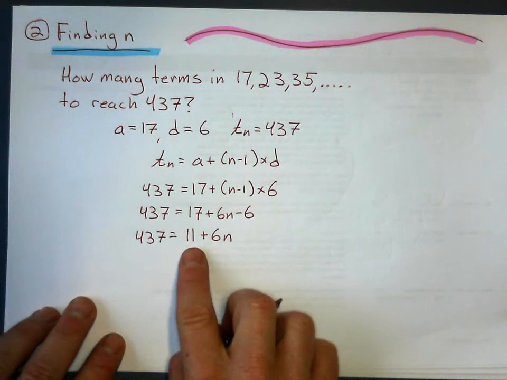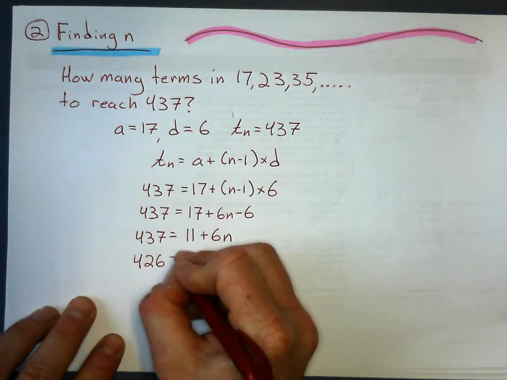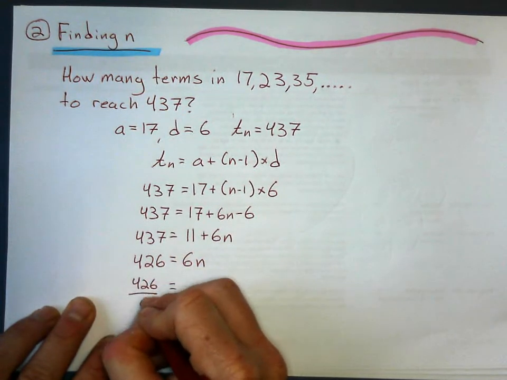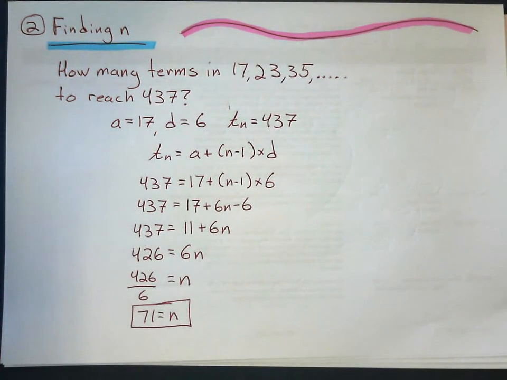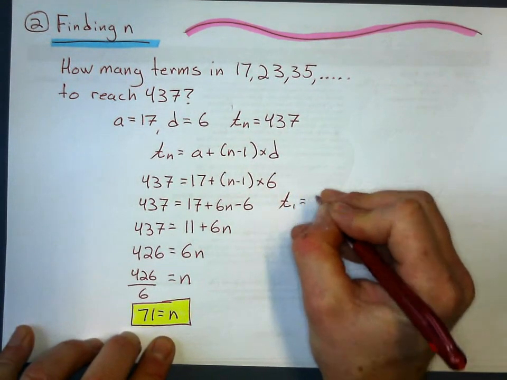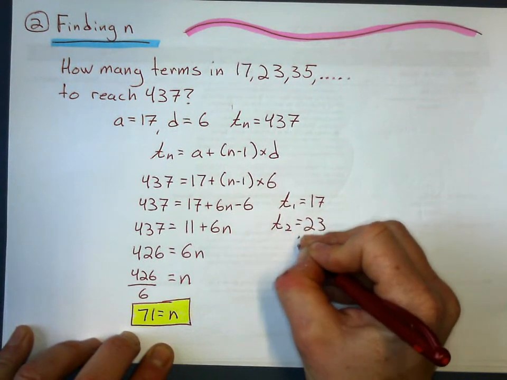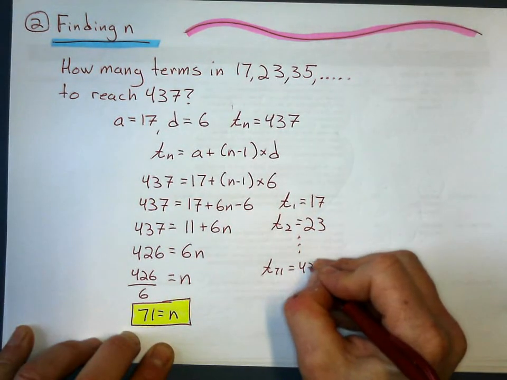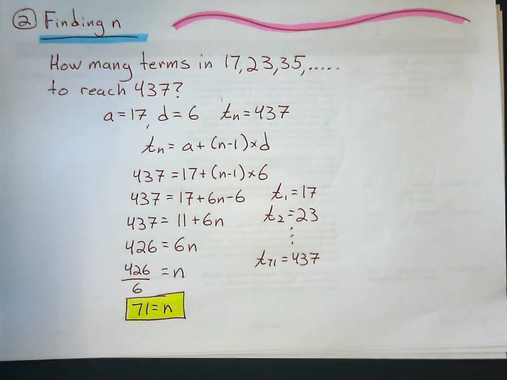And that's a pretty simple equation to solve, because then I just subtract 11 and get 426 equals 6n. And then I just divide by 6, and I'll get which term it is. 426 divided by 6 gives me 71. Okay, so I do like to think of this kind of as a linear pattern. Term 1 is 17, second term is 23, dot, dot, dot, and if I got to the 71st term, that would give me 437. Okay, that's how we have to look at these.